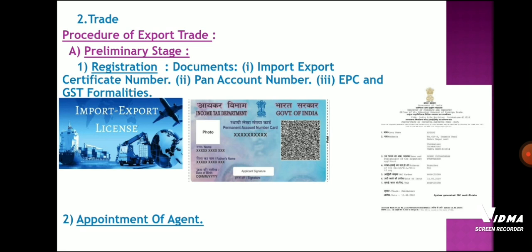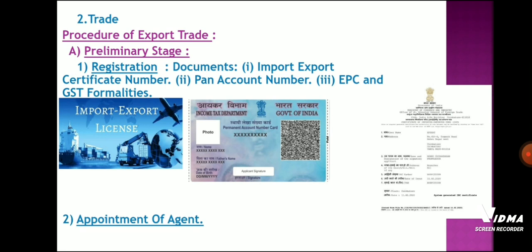The exporter of a country has to get himself registered with various authorities of his country. In India, such as the Directorate General of Foreign Trade, to obtain an import export certificate number. It is called a license also. It is also called IEC, that is import export code number. Students, no person shall make any import or export without this IEC number.